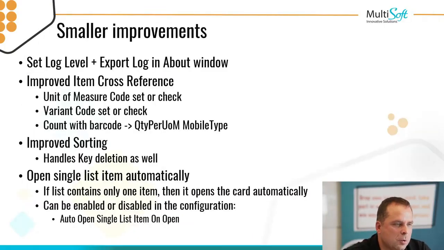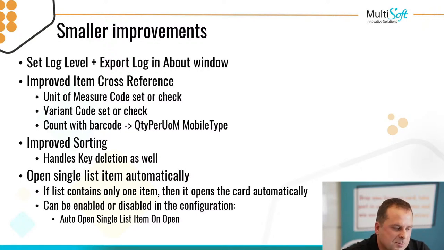And some other smaller improvements. We have improved the sorting. We have just recently realized that there were some Business Central releases recently which have removed certain keys in the tables, and that could cause some problems with the MobileNAV sorting. Now we are much better prepared for that.